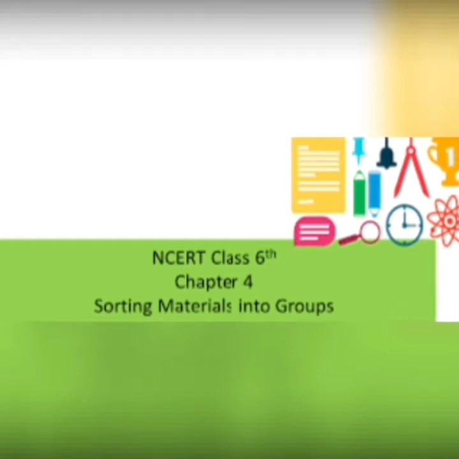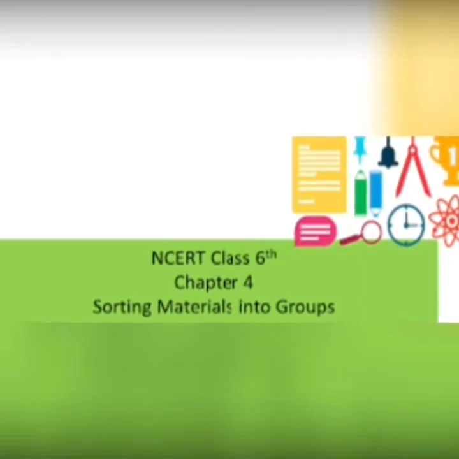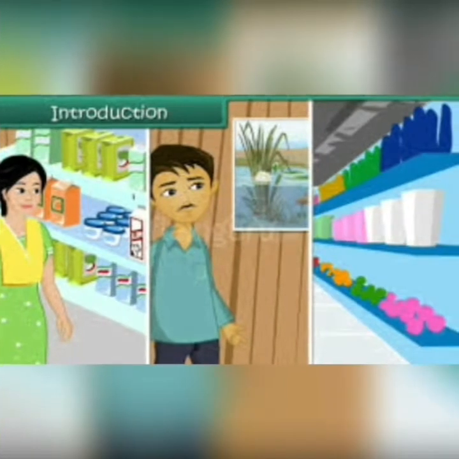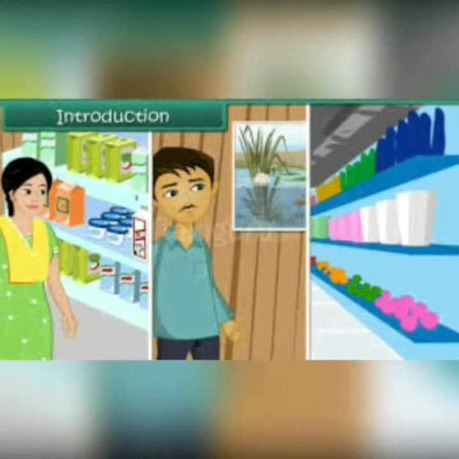In this video I am covering 6th standard science chapter number 4, sorting materials into groups. As the chapter name is sorting materials into groups, first I'll explain what is sorting or grouping. Grouping of objects together with similar properties is called sorting or grouping.